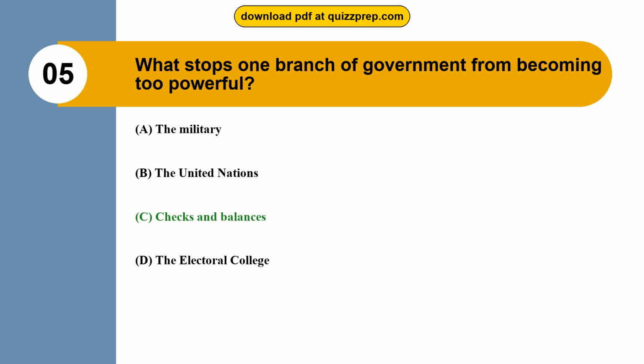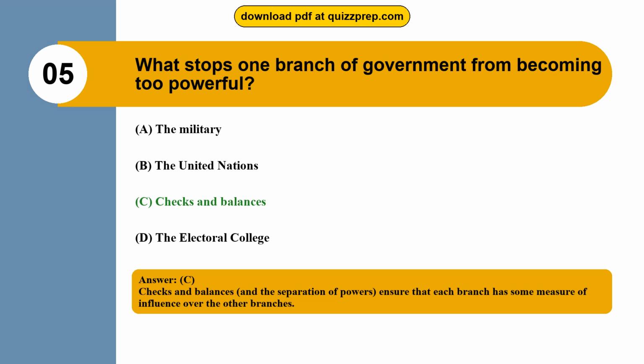Checks and balances. Checks and balances, and the separation of powers, ensure that each branch has some measure of influence over the other branches.